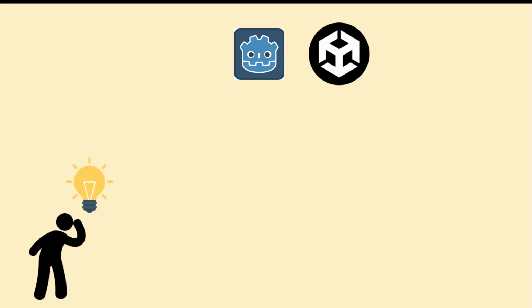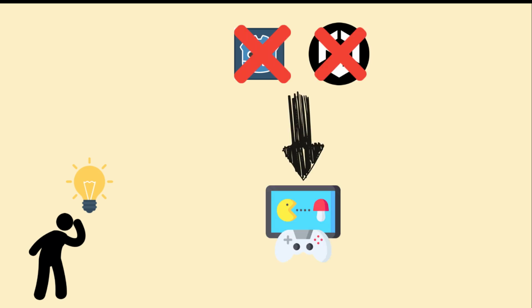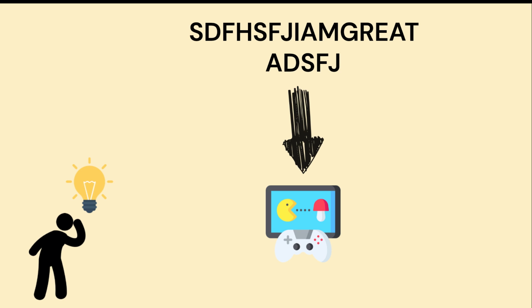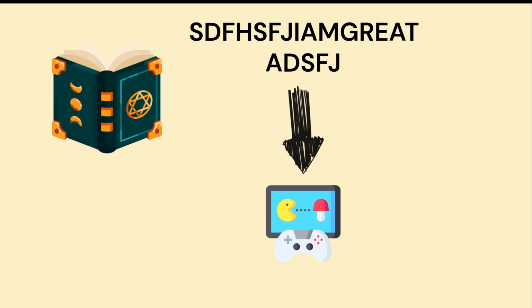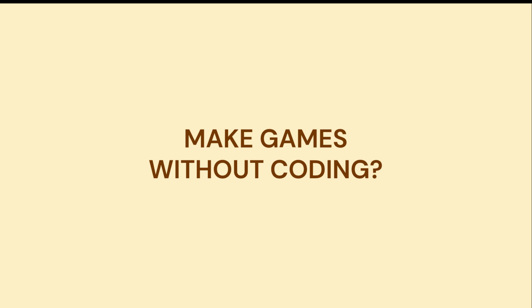Imagine this. You don't need a game engine to create a game anymore. Just type some text into a box and voila, your game is ready. Sounds like magic, right? But how is this even possible? Do you really need zero coding experience to make games now?